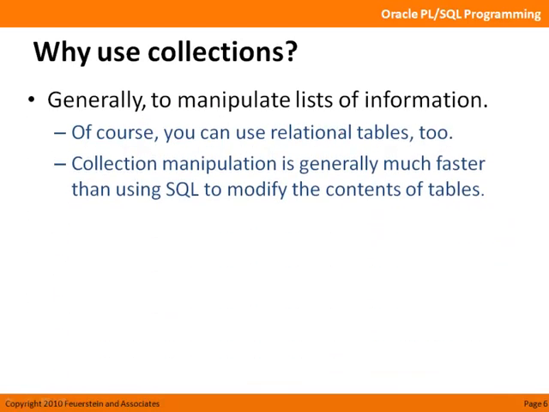For example, relational tables are lists of information, so you don't need a collection to just keep track of a list of names or a list of records of information and so on and so forth. So yes, it's true. You could use relational tables to keep track of your lists of information, and that's in fact what we do. But collections offer an alternative to relational tables, and one of the main advantages of using collections versus relational tables is that manipulating the contents of collections is generally much, much faster than working with the contents of relational tables through the SQL language.